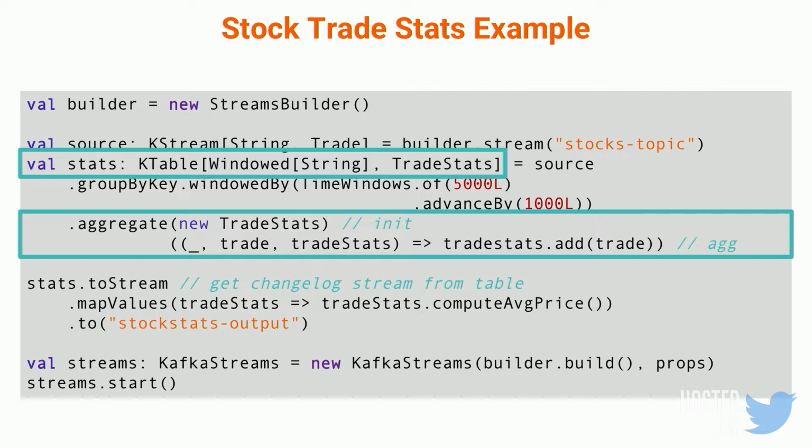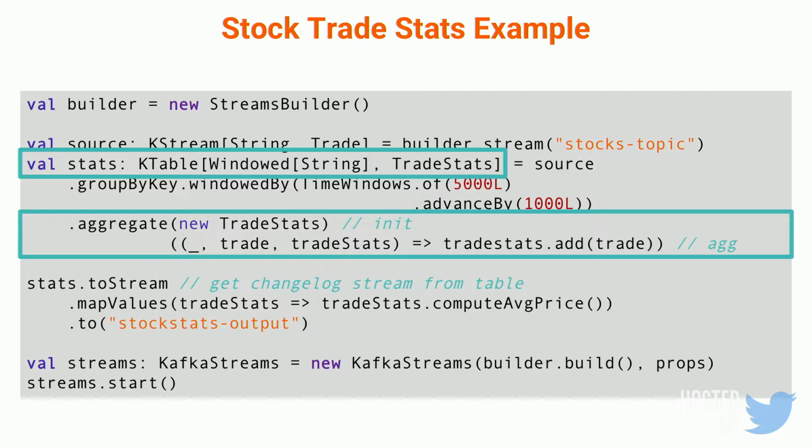That means for every new window we are getting, we are creating a new trade statistics object that is holding our statistics that we want to compute. And then for every record in the data stream or in the window, we call the aggregator function that says, well, we are getting a new trade from the data stream.